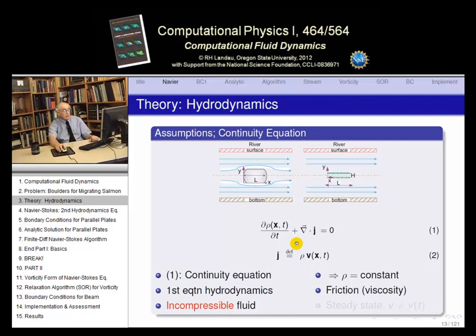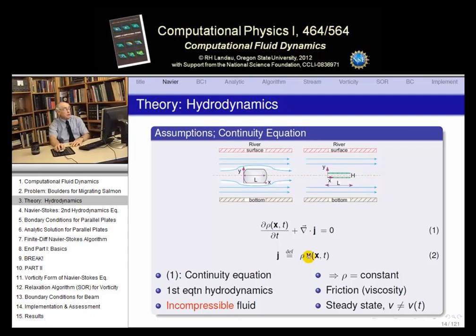And we'll also include friction or viscosity in our problem, the fact that when the water rubs on the wall here, there's some friction. It doesn't just slide past. There's friction holding it in place. And we'll assume a steady state condition. The steady state says just that the velocity doesn't change with time. So let's go back. Here's our boulder in the middle. And it's been put there. We've waited long enough for the river to assume a steady state flow, and that's what we're trying to describe.